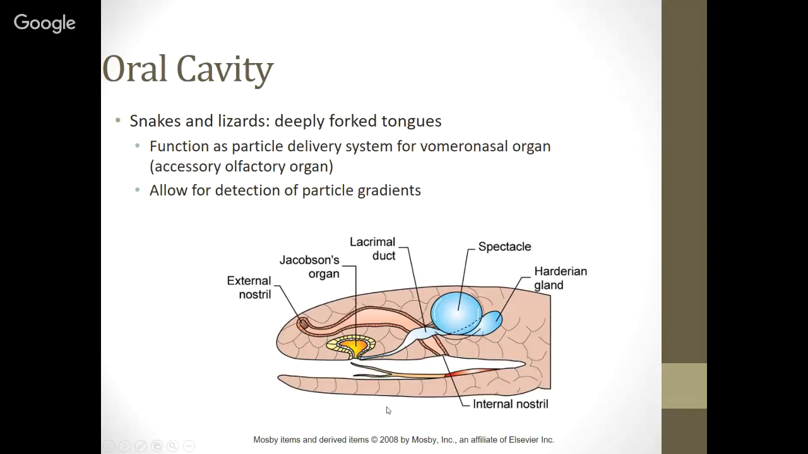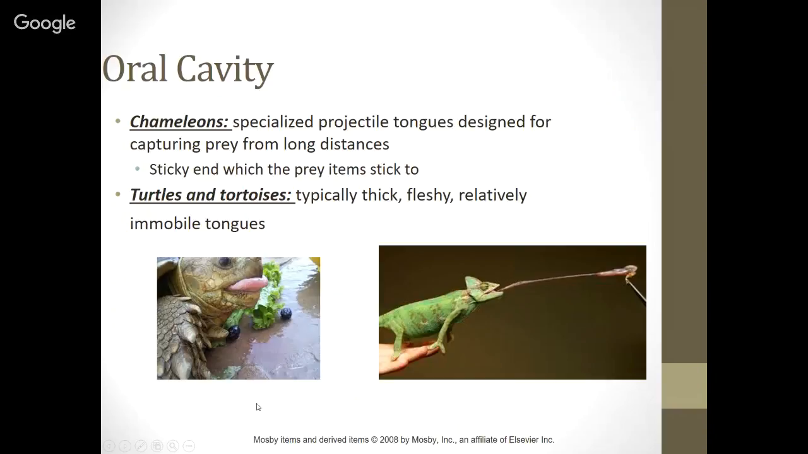Snakes and lizards have deeply forked tongues. They function as a particle delivery system for the vomeronasal organ, or the accessory olfactory organ. They allow for detection of particle gradients. So here is Jacobson's organ, which is the vomeronasal organ, and the tongue flicks out, picks up little particles, and brings them past this organ, which then senses and detects those particles.